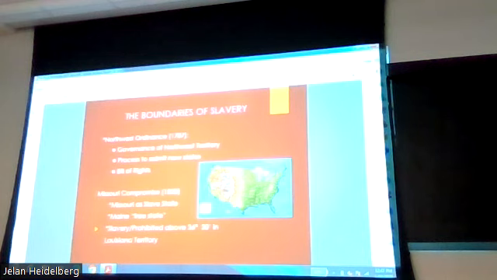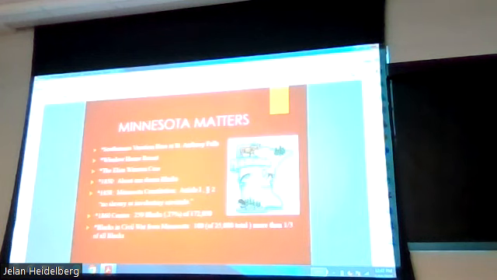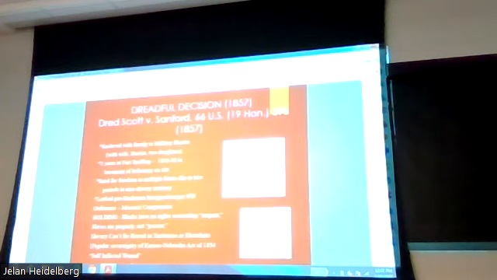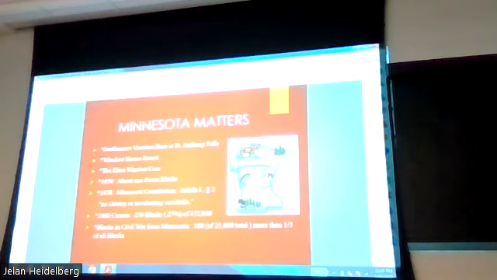Meanwhile, slavery was prohibited in most of the Western territories, early part of the country's existence. Then we get to Minnesota. So here, Minnesota started to develop. We're in the mid-19th century, 1840s, 1850s. It was still wild, rough territory then.